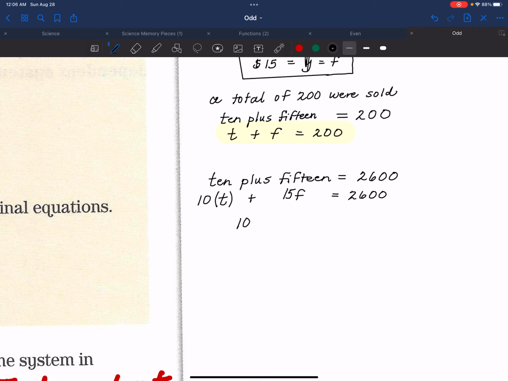So 10T plus 15F equal $2,600. And there's the other equation.